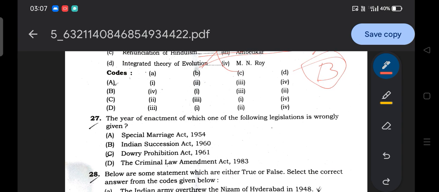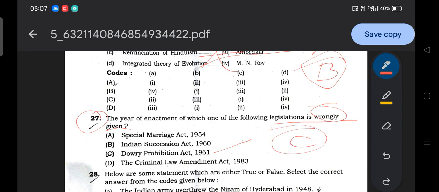Moving to the next question, question number 27. The year of enactment of which one of the following legislations is wrongly given? Option A, Special Marriage Act 54, Indian Succession Act 1960, Dowry Prohibition Act 1961. Do you think it is correct? Is it correct? No, it's wrong, and they asked the question wrongly. That is option C.